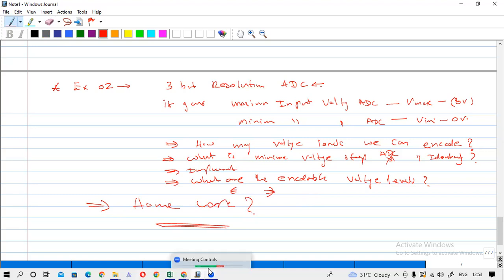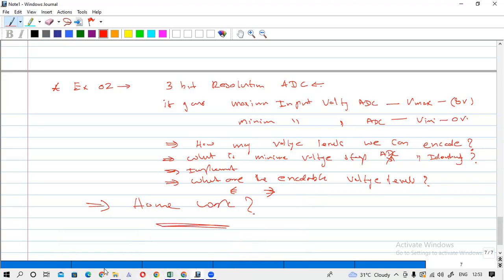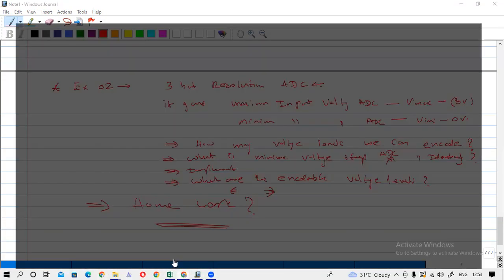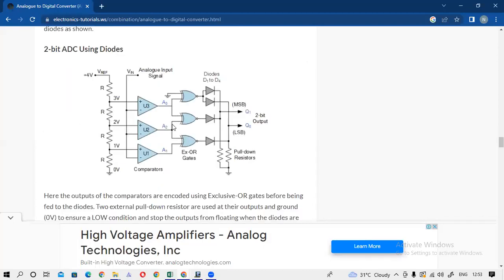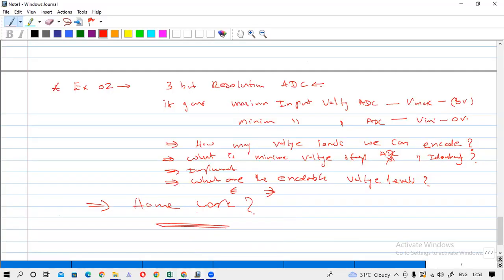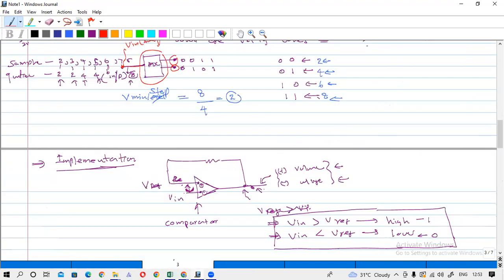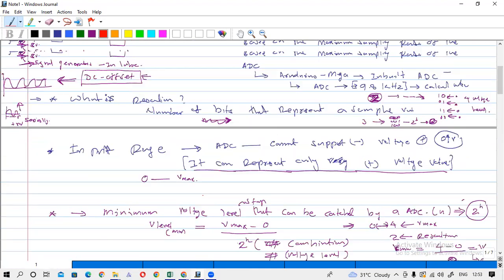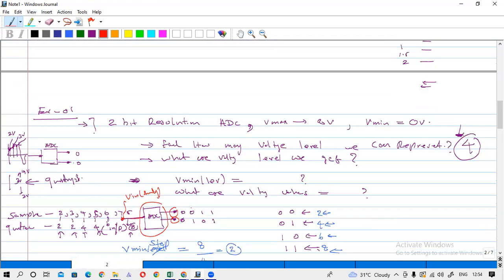And if I go back to that website, here you can see that you are using 3 comparators. So actually that means, you can see that here we have used 4 comparators.